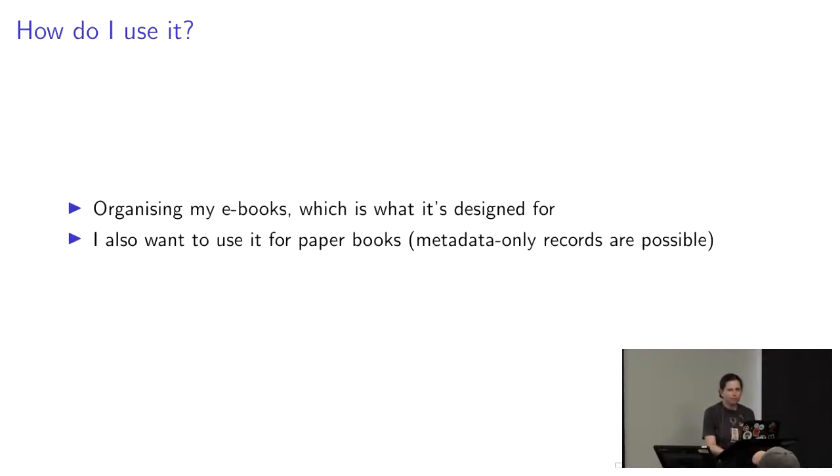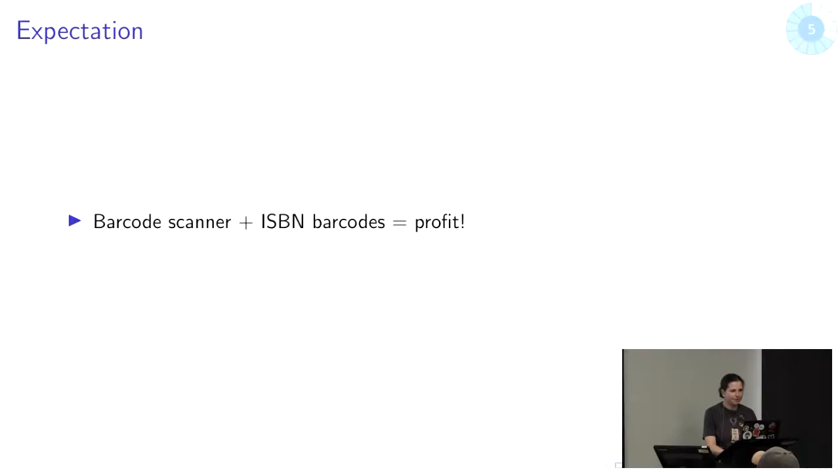So that's how I use it. I do actually use it for ebooks, but I also use it for paper books. So my expectation when I came up with this great plan is that I was going to take a barcode scanner, i.e. my phone, and I was going to look at the back of the book where there's a barcode for the ISBN, and I was going to click it, and magically, all these books would just be entered into my library, and that would be it.